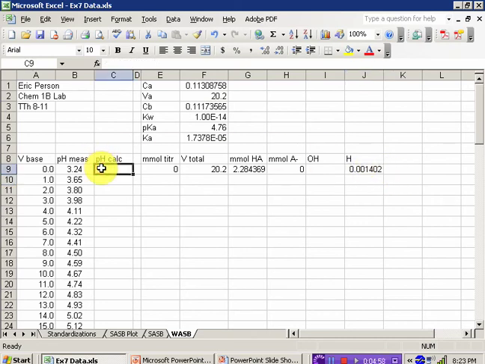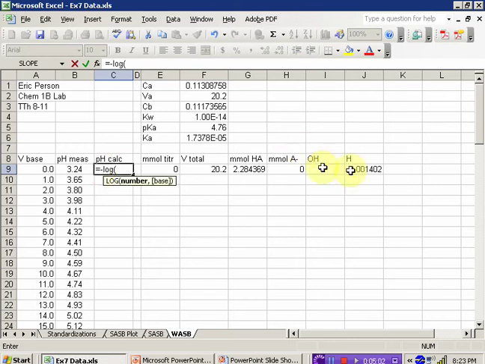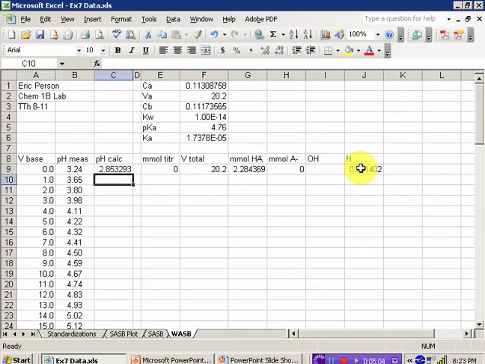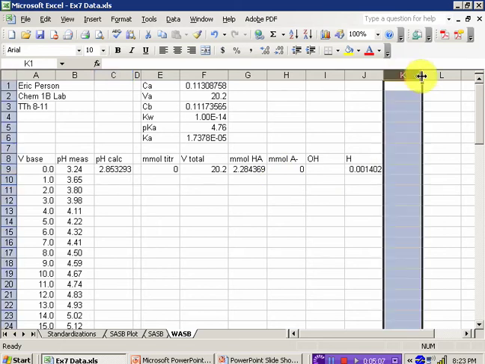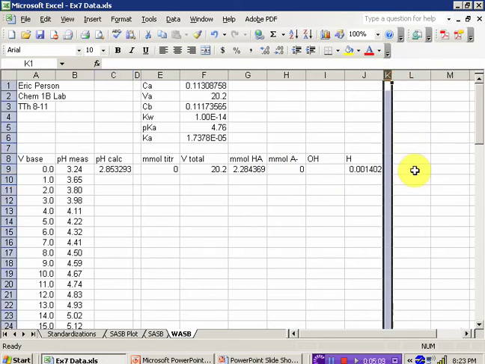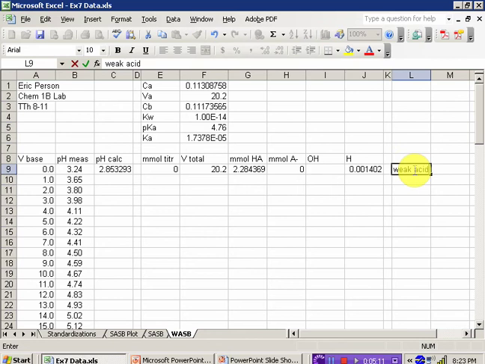Okay, and that gives me a hydrogen ion concentration. I can calculate the pH from that as minus logarithm of that hydrogen ion concentration. Now I'm going to enter a little label over here just for convenience that this is a weak acid problem.